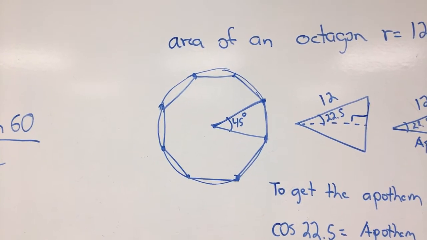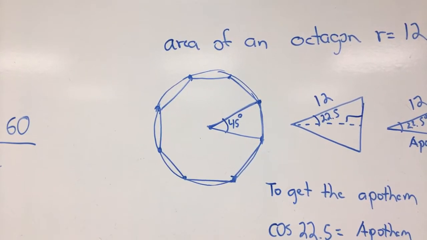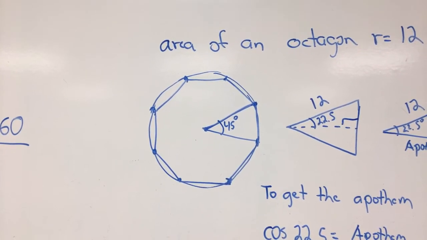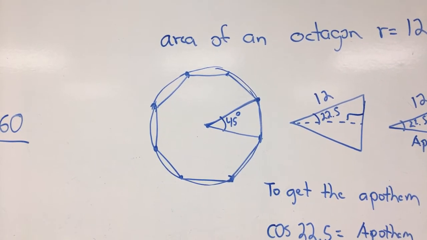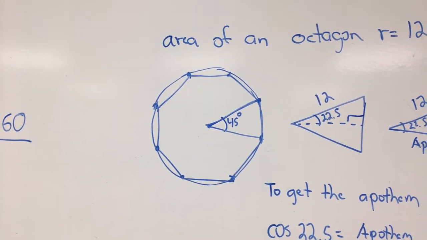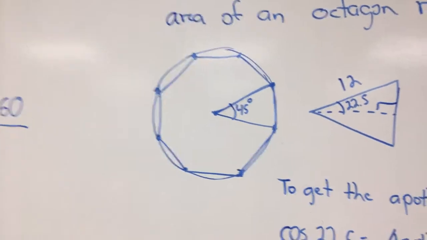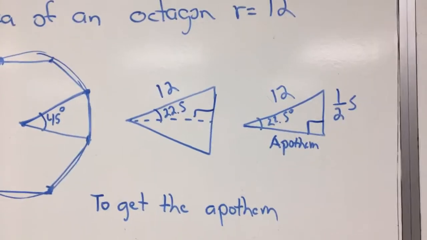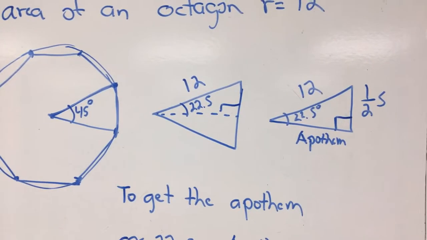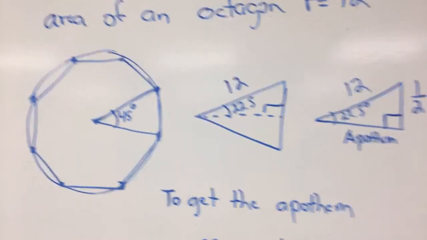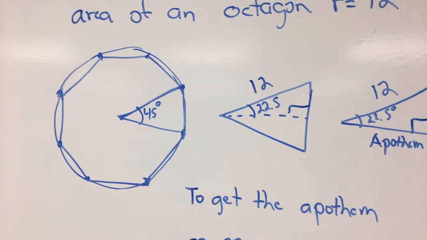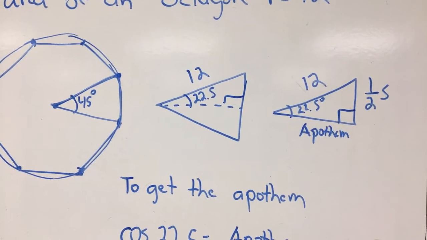That's going to give you the measure of that angle that goes from a vertex to the center to an adjacent vertex. Okay, so I took that little piece of triangle and I put it out here. Now notice I've got 22 and I have a 12 up there. Well, what's half of 45? That would be 22.5, okay?